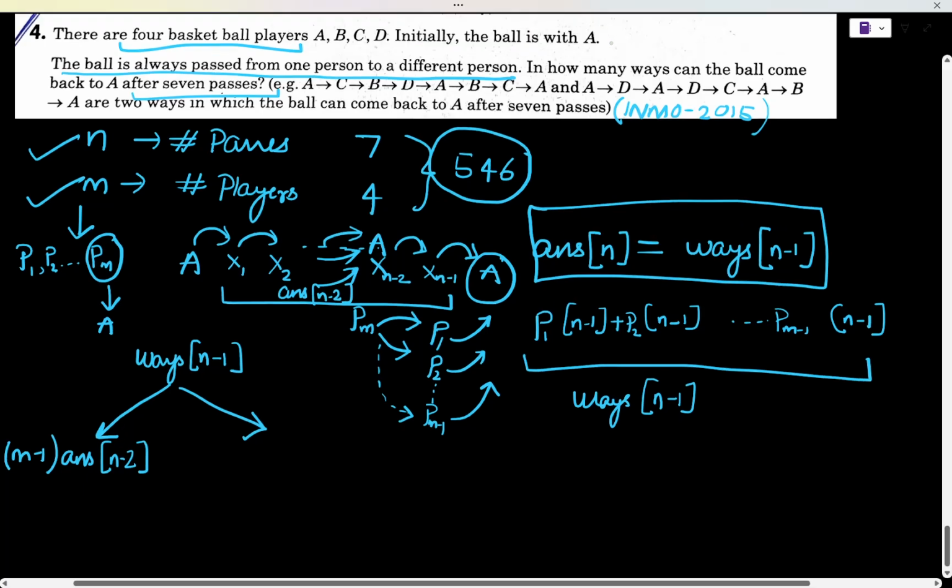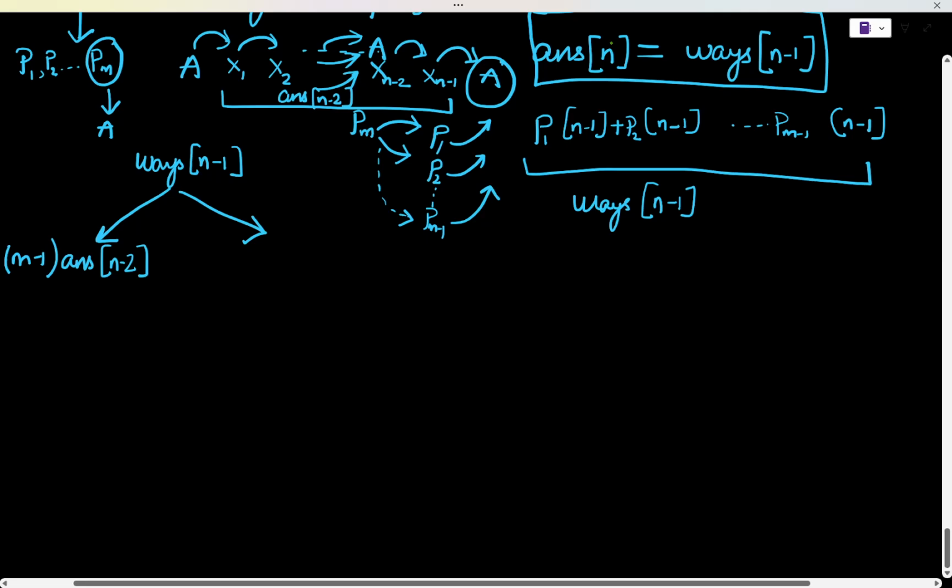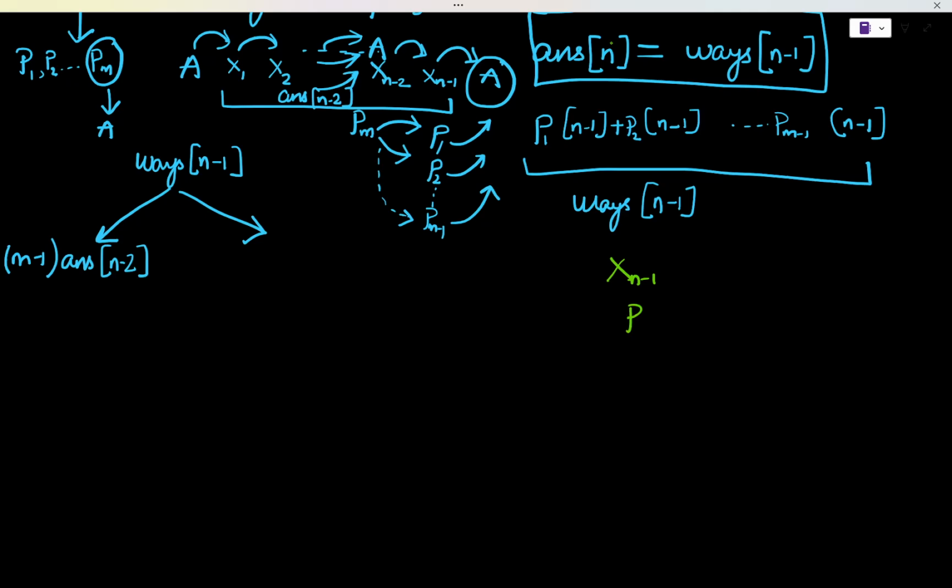So let's observe here. Let's say at x of n-1, P1 was receiving the ball. Now if P1 is receiving the ball, who can be at x of n-2? Please note that we have taken care of Pm, that is A. Each of them can receive the ball from A in answer of n-2 ways. This is the contribution we have already taken care of. We are talking about the other case, that is if they are receiving the ball from one among themselves.